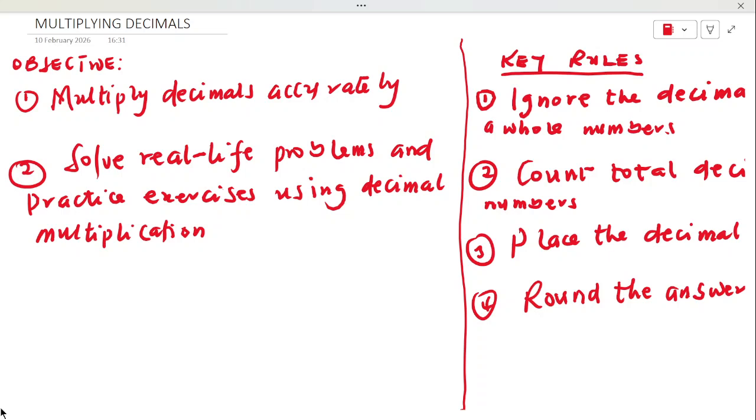Today we are going to learn how to multiply decimals because this skill is useful in money, measurements and everyday calculations. And I assure you that by the end of today's lesson, you'll be able to multiply decimals confidently. So let's look at the objective we are to achieve at the end of today's lesson. One, you should be able to multiply decimals accurately. And then you should also be able to solve real life problems and practice more exercises using decimal multiplication.